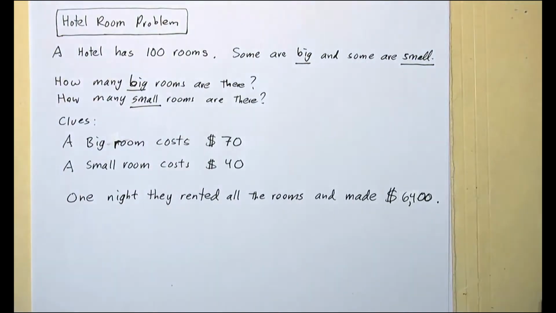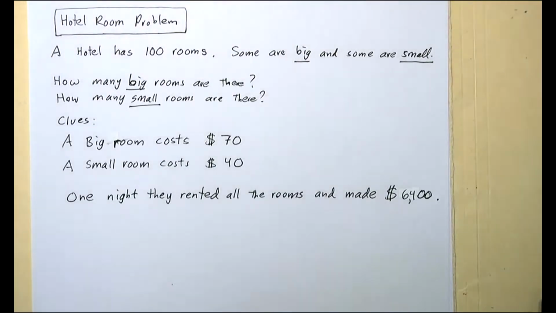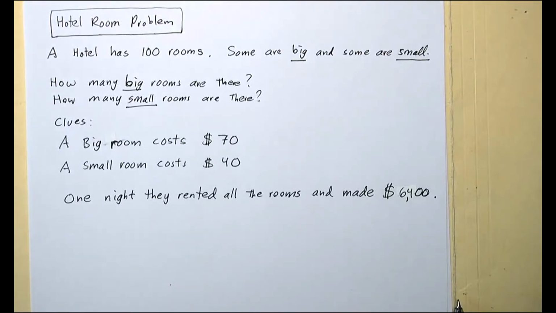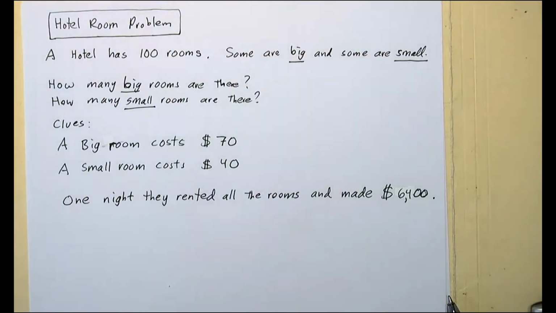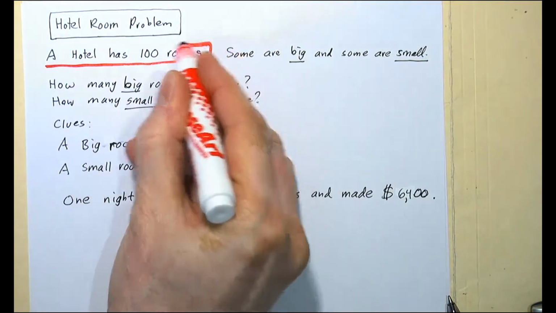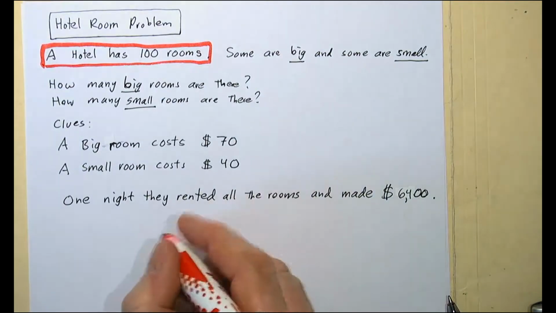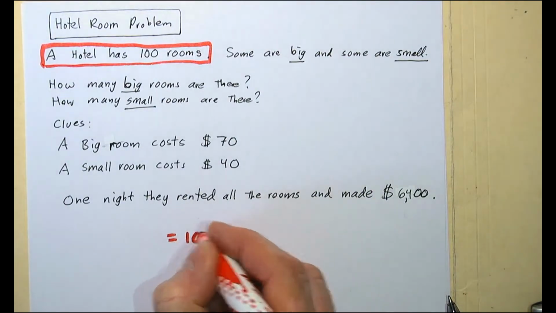That's all you need to know. So what are you going to do? If you want, pause the video and try it. And you're like, okay, I don't know what to do. Okay, so let's create our equations. Look for some totals. What is one of the totals I see? Here's one right here. A hotel has 100 rooms. Isn't that a total? So, okay, they have 100 rooms, right?